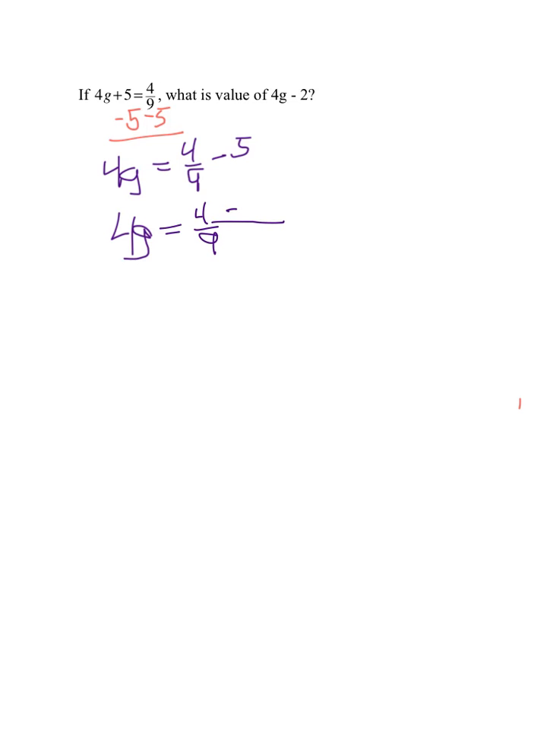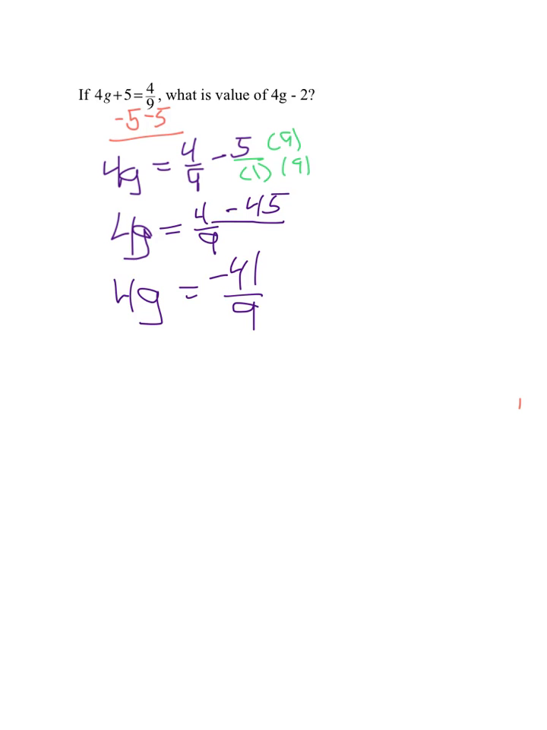Minus, well, right now it has a denominator of 1 because it's 5 over 1. So I want to multiply the numerator and denominator by 9 to get my common fraction. 9 times 5 is 45. So it's 4 minus 45 all over 9. Well, 4 minus 45 is going to be negative 41 all over 9. Now that's the value of 4g.